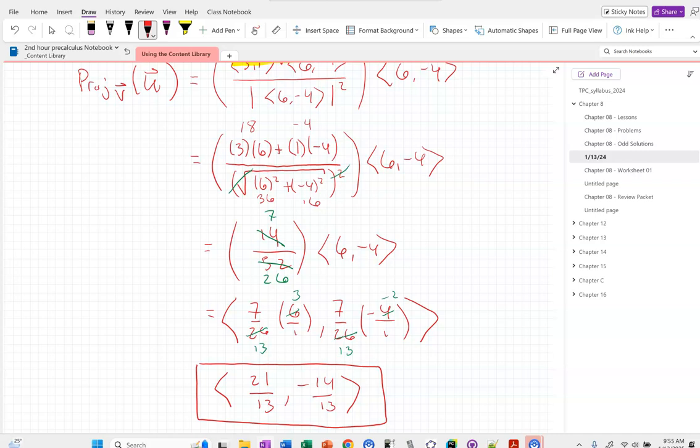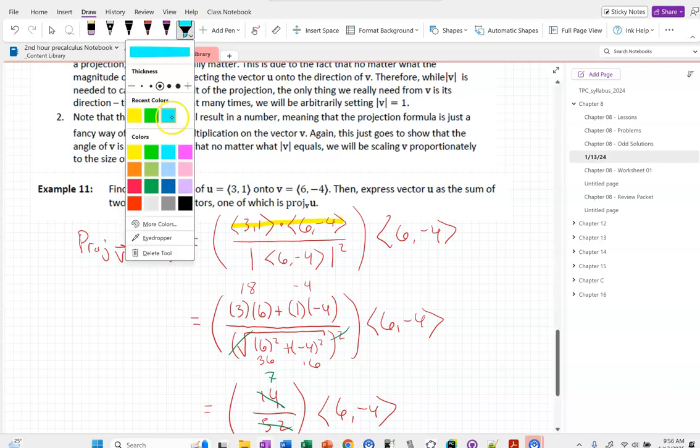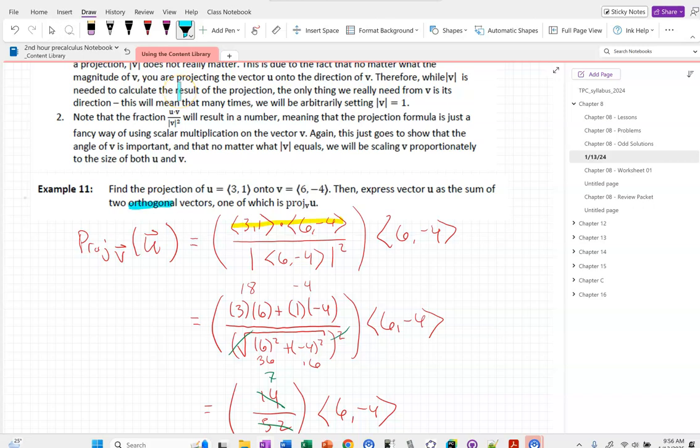So far, so good. Okay. And then the second part of the question says, then express the vector u as the sum of two orthogonal vectors, one of which is the projection of u onto v. What does this term orthogonal vectors mean? Do you remember from 8.2? Orthogonal means that the two vectors meet at a right angle, a 90-degree angle.